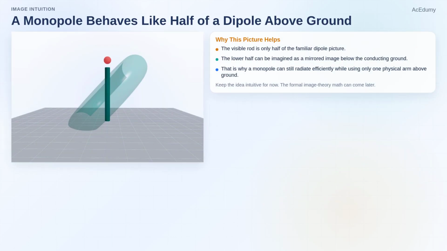Now place a conducting ground plane under half of the dipole. That gives the key intuition for a monopole antenna. The missing lower half can be treated as an image in the ground, so the visible vertical rod behaves like half of a dipole above a mirror. This is why a monopole can still radiate efficiently while using only one physical arm above the surface. For this lesson, the image idea is enough. We do not need the formal mathematics yet. We only need to see why the monopole picture is so closely related to the dipole picture.